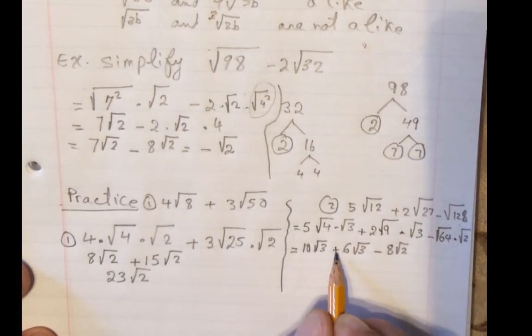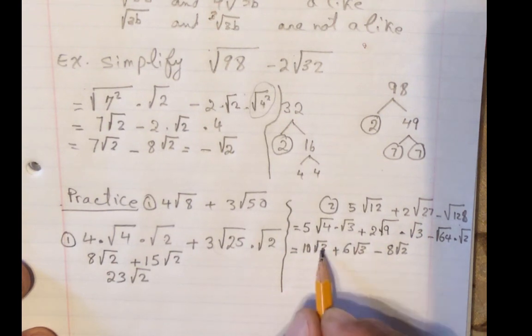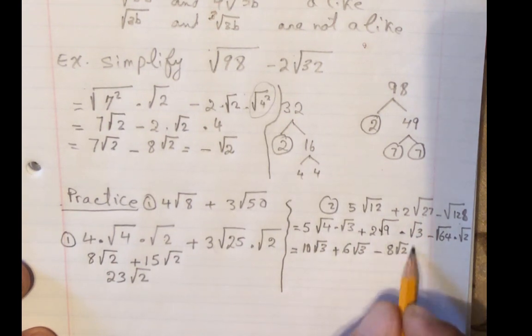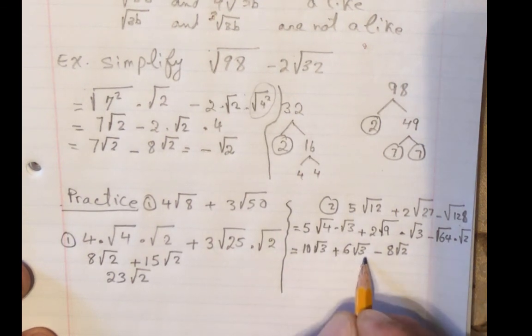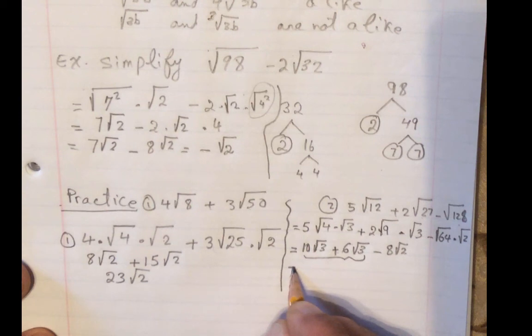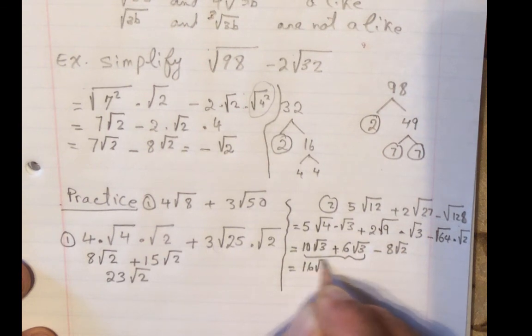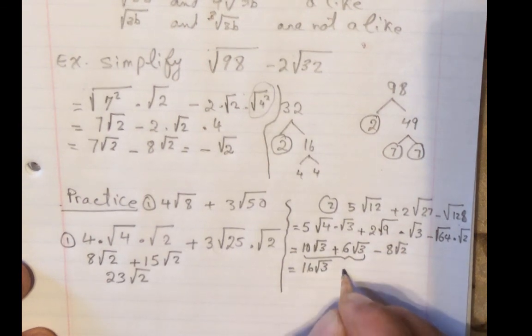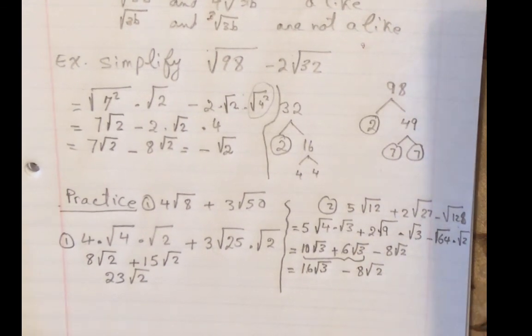That's 10 root 3 plus 6 root 3. These are like terms because they have the same index, same radicand. But this is not the same thing, so that's not like these two terms. So these two we can combine. We have 10 of something plus 6 of the same thing, so altogether we have 16 of that thing, the root 3, minus 8 root 2. That's it for this one.